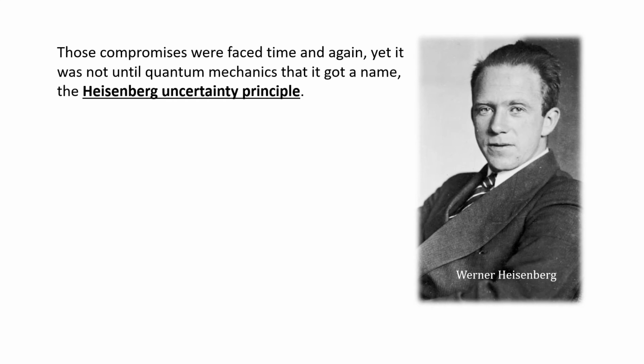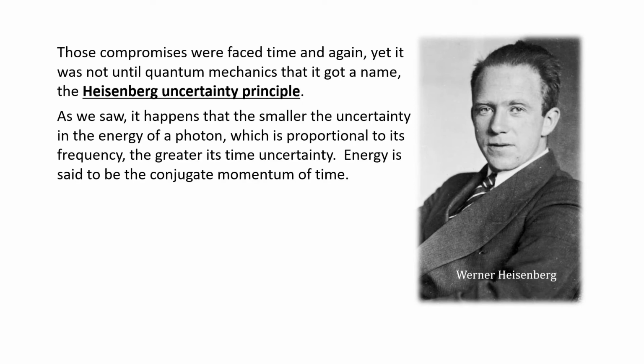Yet, it was not until quantum mechanics that it got a name, the Heisenberg Uncertainty Principle. As we saw, it happens that the smaller the uncertainty in the energy of a photon, which is proportional to its frequency, the greater its time uncertainty. Energy is said to be the conjugate of time.